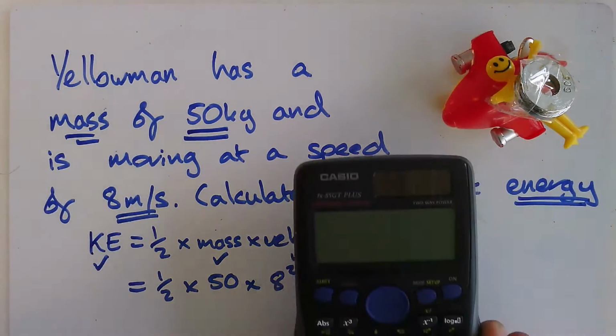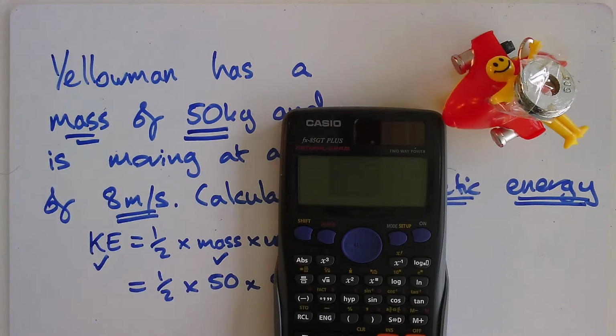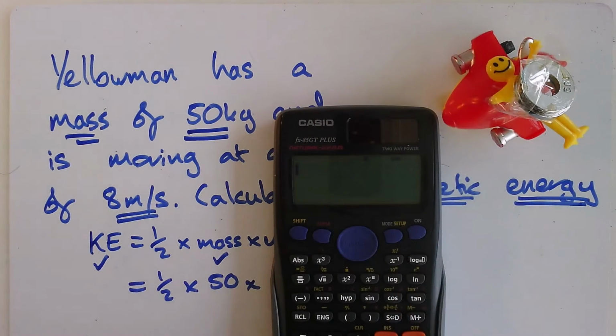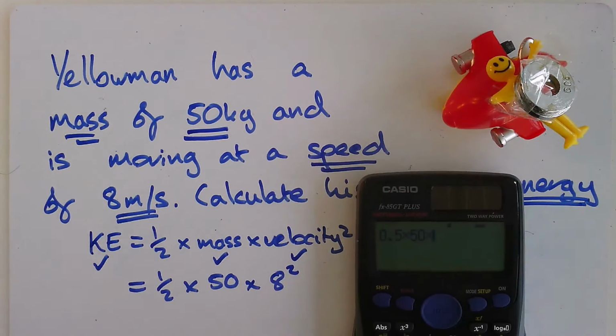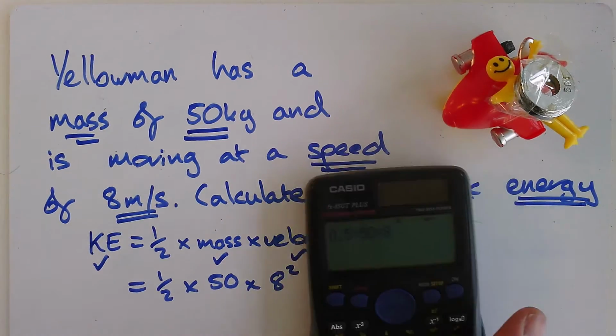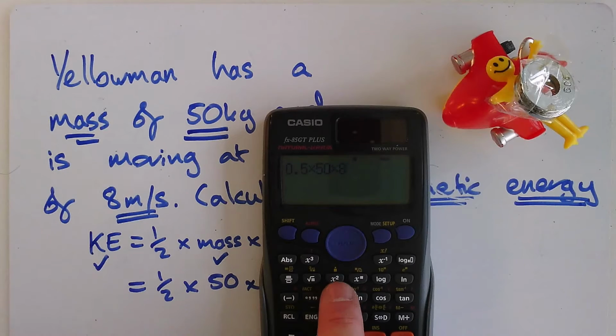Grab my calculator and have a go. So for the half I'm going to type in 0.5. For the mass is 50 and move it along slightly. I've got an 8 and the square button is that x to the 2 up there, and that tells me that my answer is 1600.